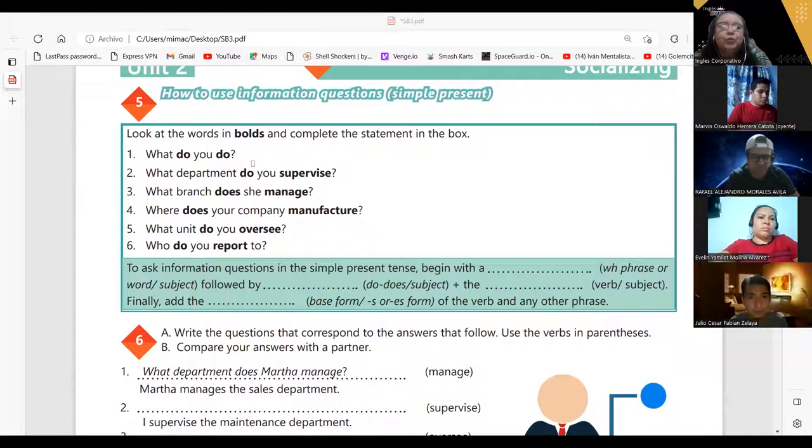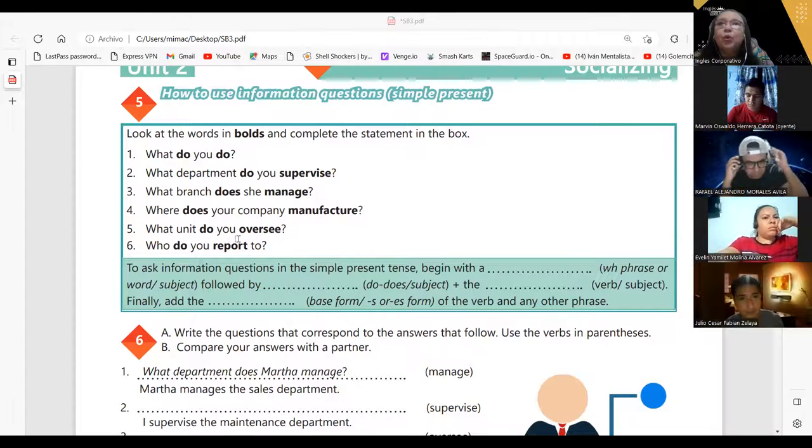What do you do? What department do you supervise? What branch does she manage? Where does your company manufacture? What unit do you oversee? Who do you report to?